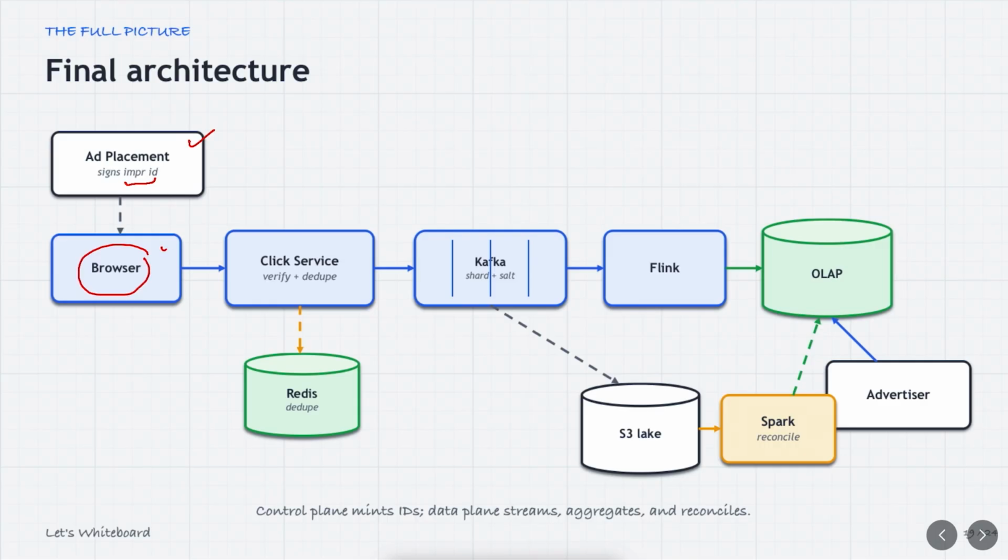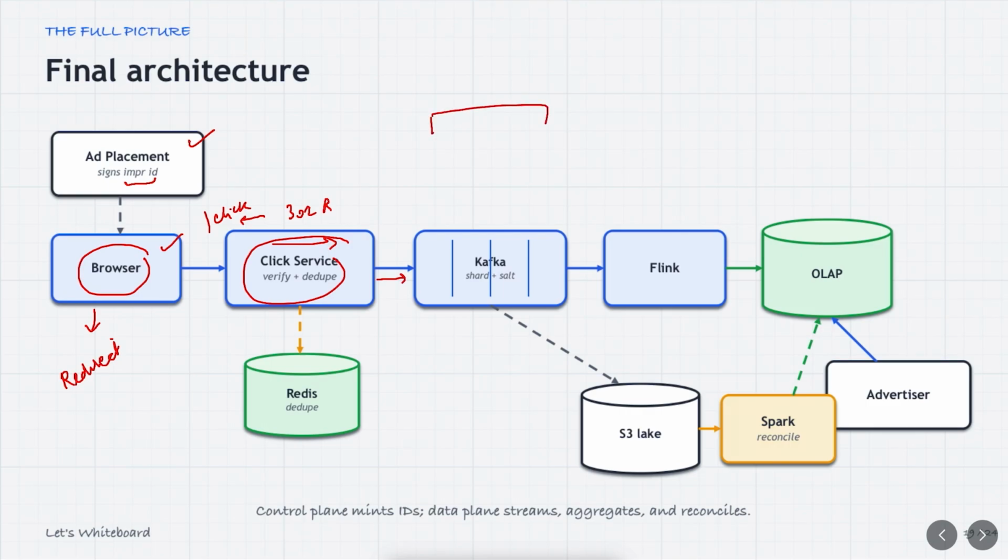Users click on those ads. The click navigates to the server, and the server responds with a 302 redirect. The user gets redirected to the ad. The click is logged with the click service. The click service queues them on a Kafka queue.